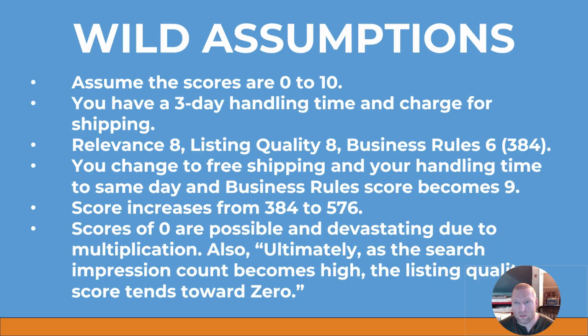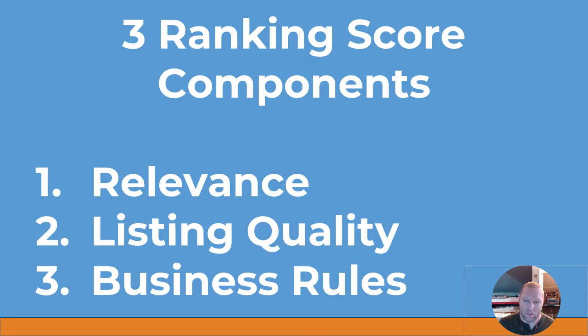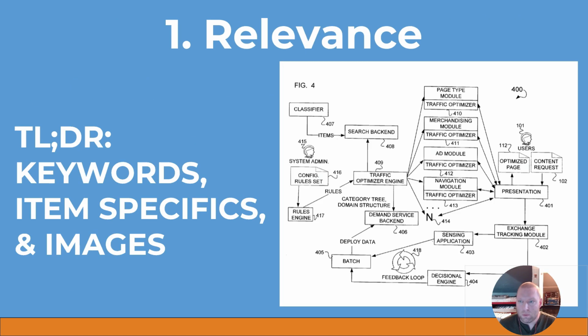All right, we're going into each of these subparts. So this is for your ranking score. Remember, there's the 3 points: relevance, listing quality, business rules. We're on number 1 here, and this is relevance. This diagram is actually from a different patent, which is made by PayPal.